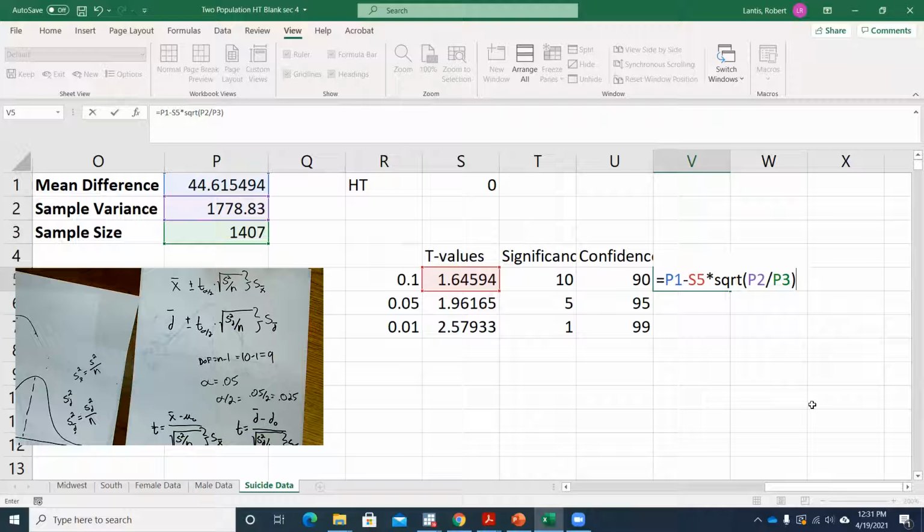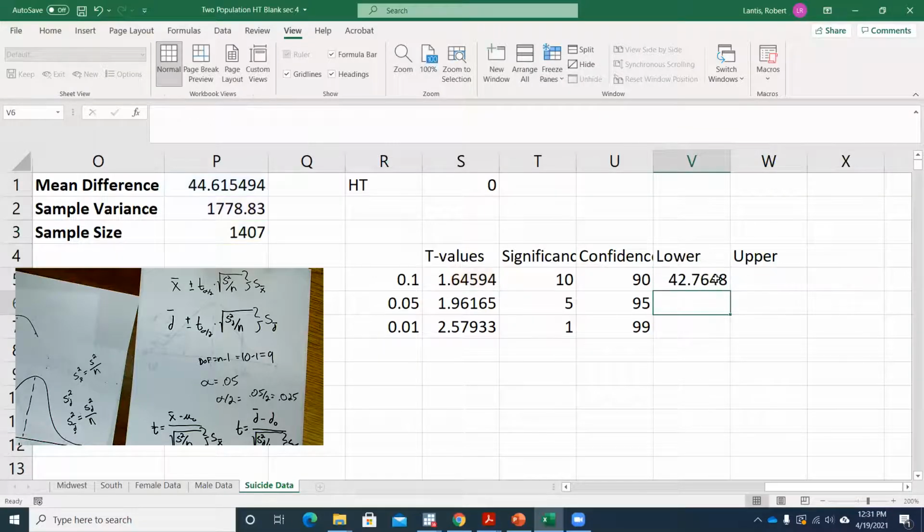Now, when I copy this down to get the lower bound for the next 3 levels, I want everything to stay the same except for the T value. I'm basing it off the same sample difference. I'm just going out a little bit wider when I want to get a higher confidence level. So highlight this, hit F4, or Command T on a Mac, and we'll freeze these. The only thing we don't want to freeze is that T value. So now when we copy this down, we get our 3 lower bounds.